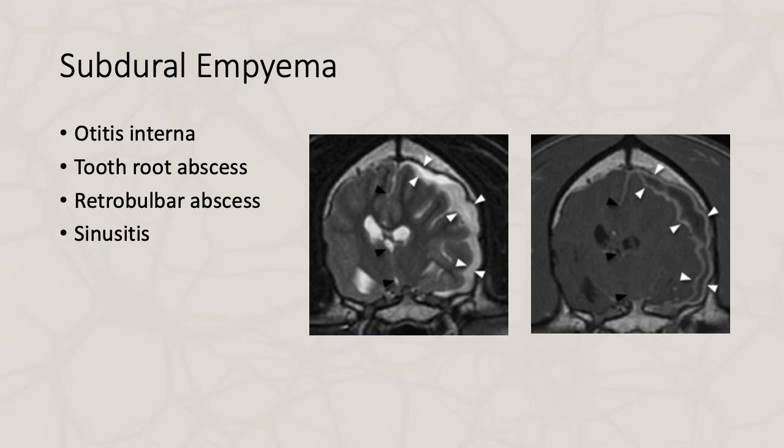Common sources of infection in either meningitis or meningoencephalitis are similar to those implicated in subdural empyema and include otitis interna, tooth root abscess, retrobulbar abscess, and sinusitis. However, hematogenous spread from extracranial sources such as endocarditis, pneumonia, and prostatitis have all been reported. Prognosis is considered poor without surgery in people, but evidence is limited in dogs.